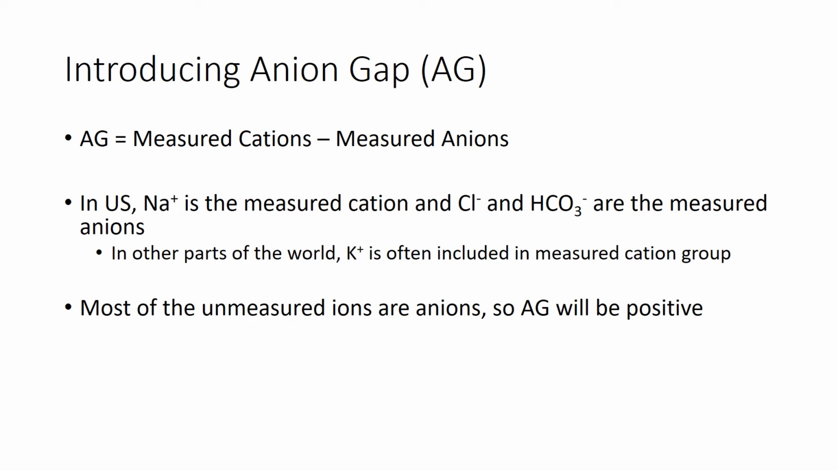Most of the unmeasured ions are anions, so the anion gap should be positive. And as an equation, it's anion gap equals sodium minus the quantity chloride plus bicarb. A normal anion gap is less than 12. Greater than that, you're thinking this is an elevated anion gap. Now, that number 12, you'll see different numbers elsewhere, somewhere 10, somewhere other numbers. It just depends on the lab, depends on the system. But this is a pretty standard number, which we're going to use for this video.